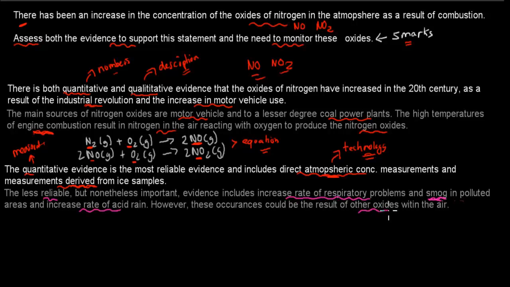So for example, this could also be because of sulfur oxides. Just because there's chemical smog or acid rain doesn't necessarily mean that it has to be nitrogen oxides in the air. It could also have been sulfur oxides, for example sulfur dioxide. But it's evidence that we use to say there's probably been an increase in pollution, because there's been more acid rain and more smog in cities that use lots of cars and all that kind of stuff.